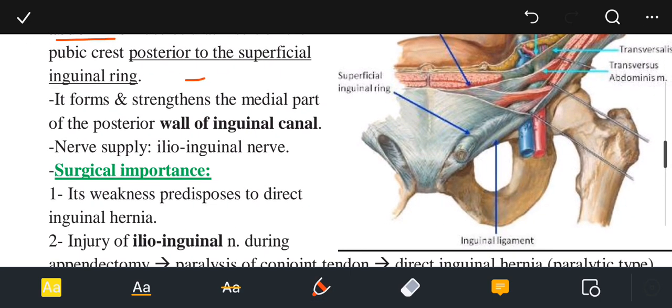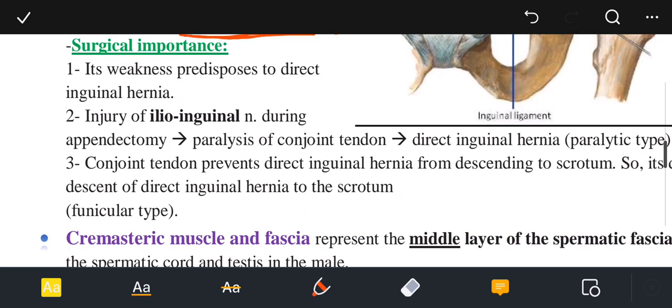It forms and strengthens the medial part of the posterior wall of the inguinal canal, and if the conjoint tendon is weak, there is an increased risk of herniation. The nerve supply of the conjoint tendon is the ilioinguinal nerve. Remember that. Surgical importance: its weakness predisposes to direct inguinal hernia. Injury of the ilioinguinal nerve during appendectomy will lead to paralysis of the conjoint tendon, because the conjoint tendon is supplied by the ilioinguinal nerve.